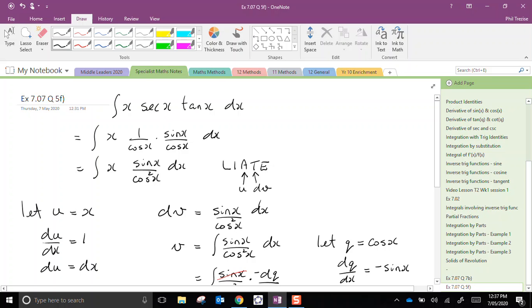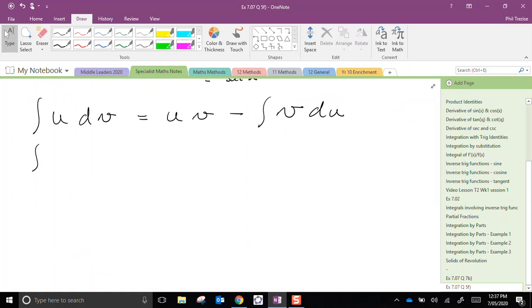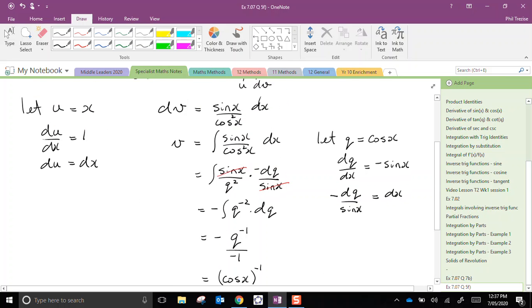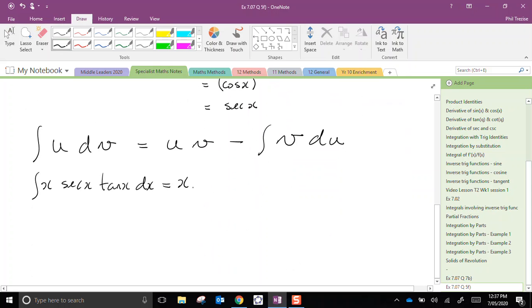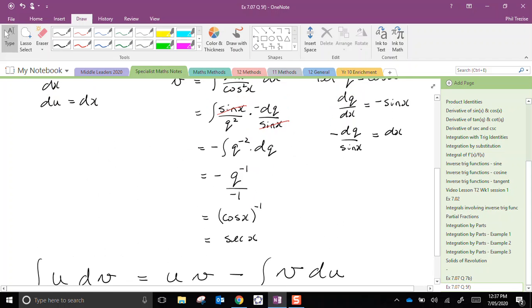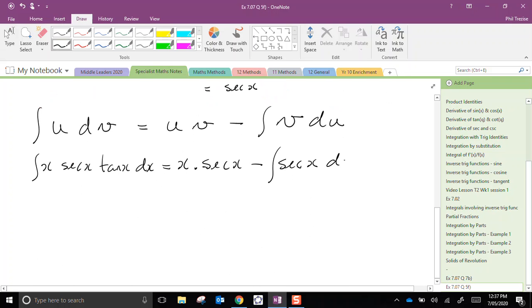The integral of x sec x tan x dx. And I'll write it like that because that's the way that the question was posed. Now this is where we have to do our working. So u equaled x, v is sec x, minus the integral of sec x, and remember du equaled dx.